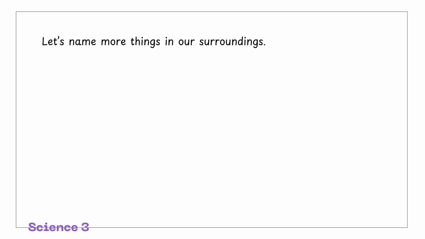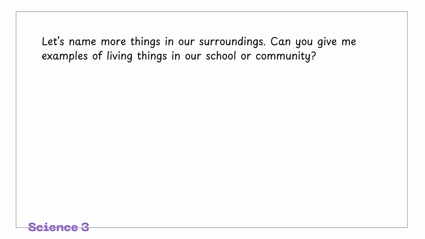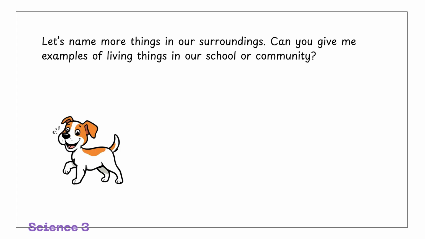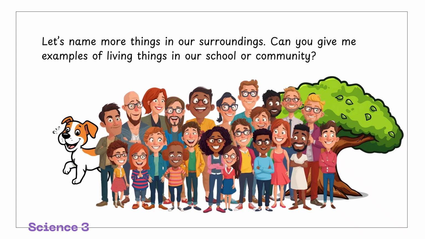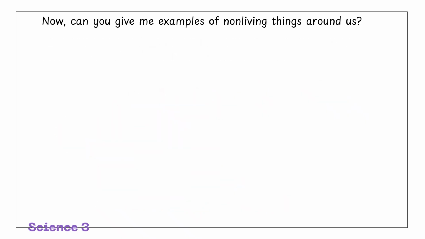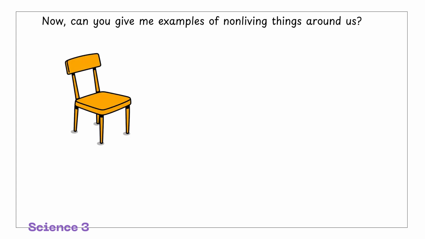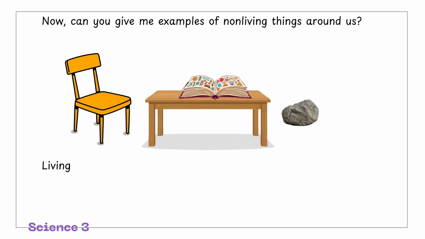Let's name more things in our surroundings. Can you give me examples of living things in our school community? We have here a dog. Very good. A cat. And a tree. Of course. Yes, people. Now, can you give me examples of non-living things around us? Of course, we have a chair, a book, a table, and a rack.